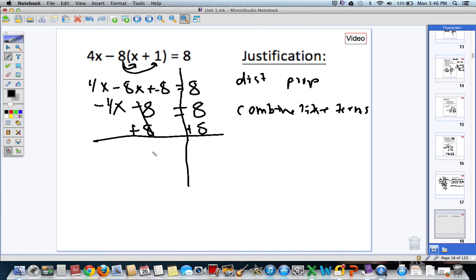Negative 8 plus 8 is going to give me 0. On this side, I'm going to be left with negative 4x. 8 plus 8 is 16.